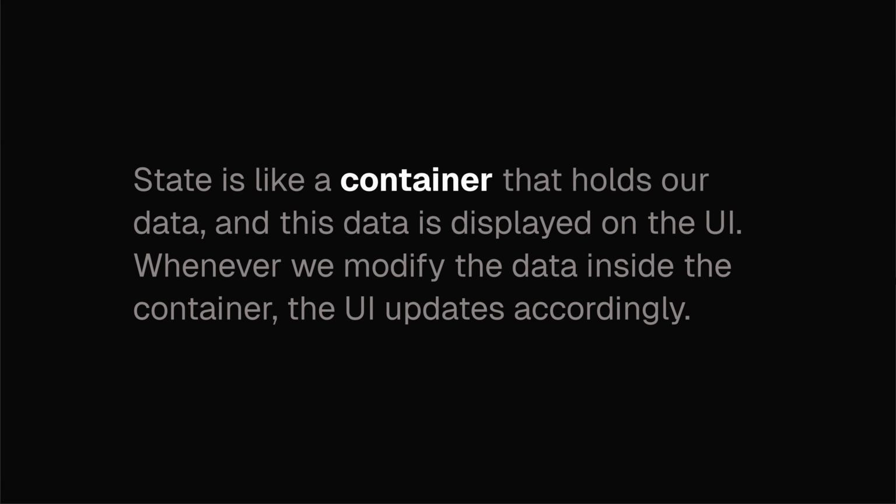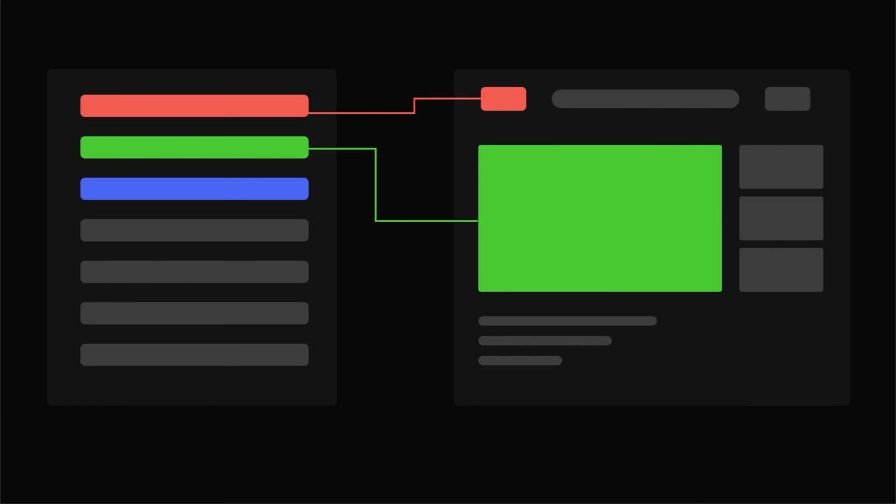So state is like a container that holds our data, and this data is displayed on our UI. Whenever we modify the data inside the container, the UI updates accordingly. So what does all of this gibberish even mean? Basically we have a simple container, and inside this container we are going to be storing different data, and whatever we store inside this container will show exactly on our UI. And also whenever something changes inside that container, it will change our UI according to that specific data. It doesn't matter if something big or small happens inside our container, it will update our UI.